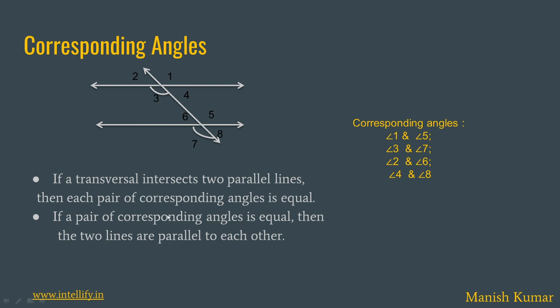If a transversal intersects two parallel lines, then each pair of corresponding angles is equal, and if a pair of corresponding angles is equal, then the two lines are parallel to each other. As we are seeing, angle 1 and angle 5 are corresponding angles, angle 3 and angle 7 are corresponding angles, angle 2 and angle 6 are corresponding angles. Similarly, angle 4 and angle 8 are corresponding angles.